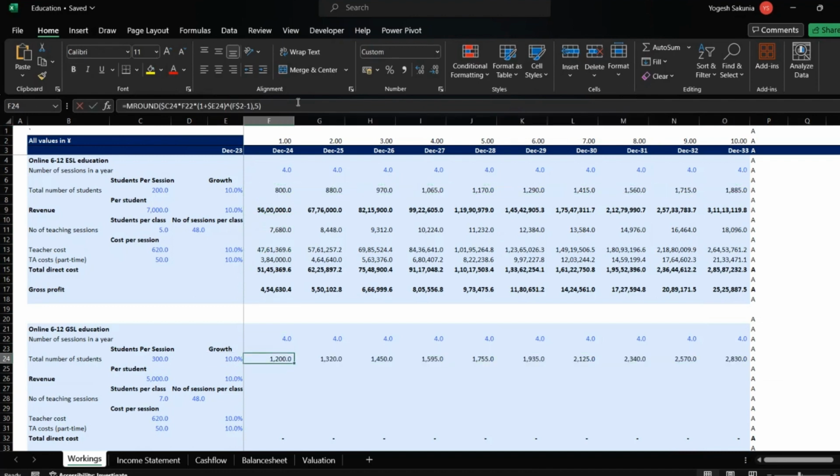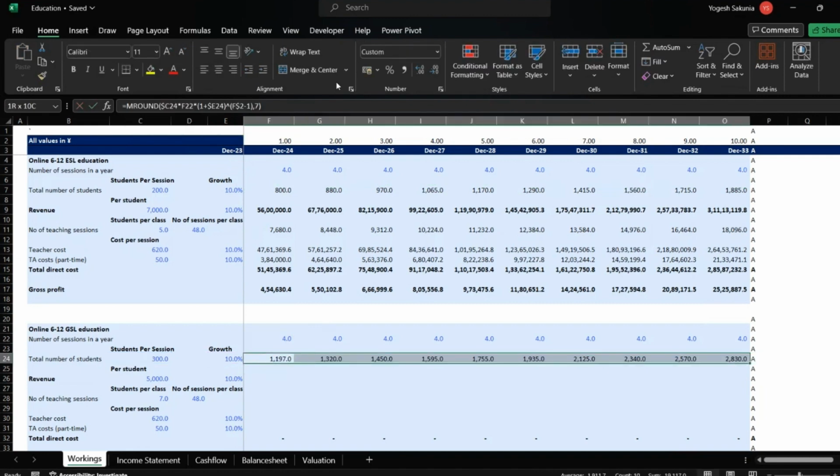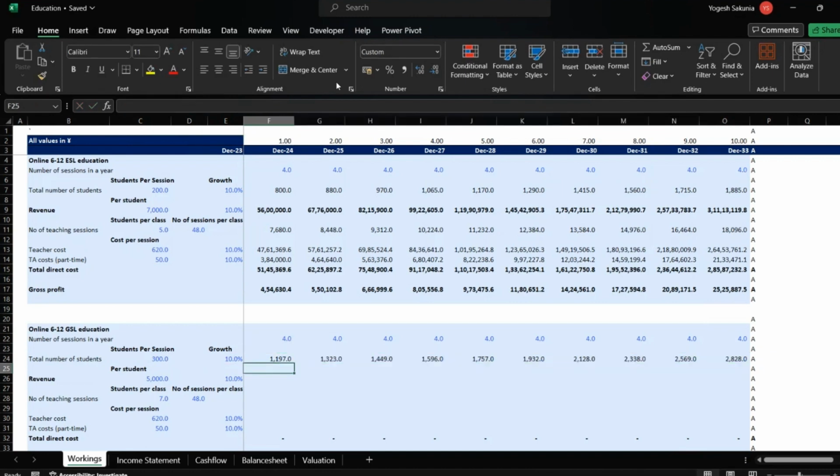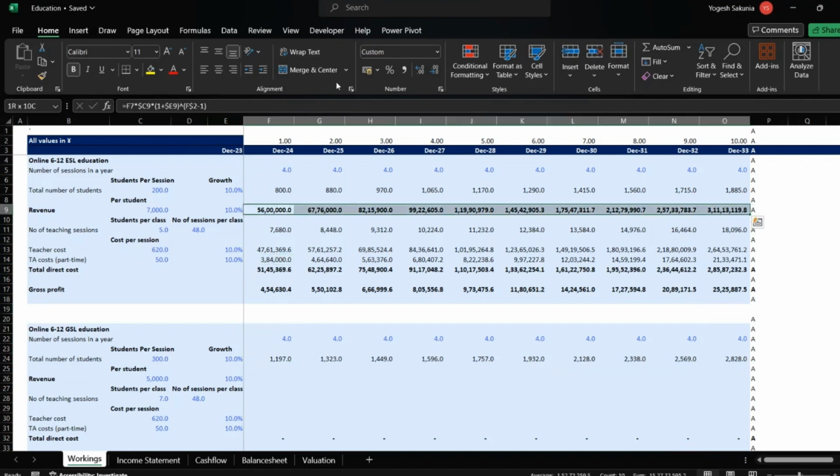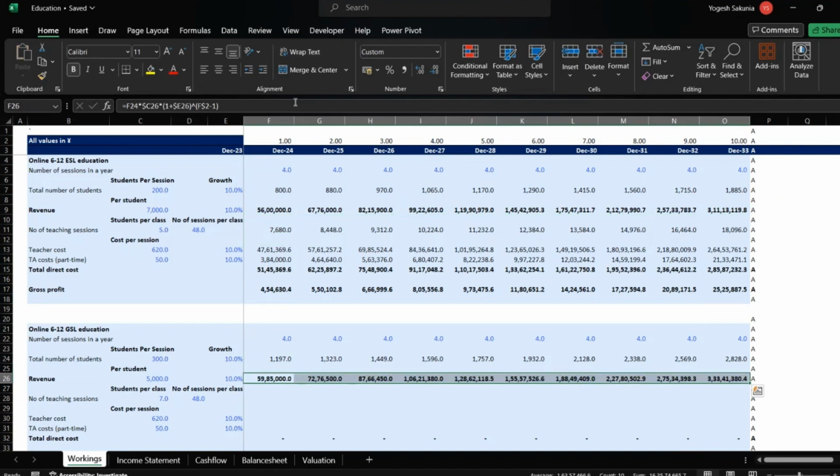Let's quickly check. So it works fine, except we will have to round it off to the nearest 7. Nearest 7. Revenue should be working fine. We can copy paste from here. Number of students multiplied. Okay, great, works fine.